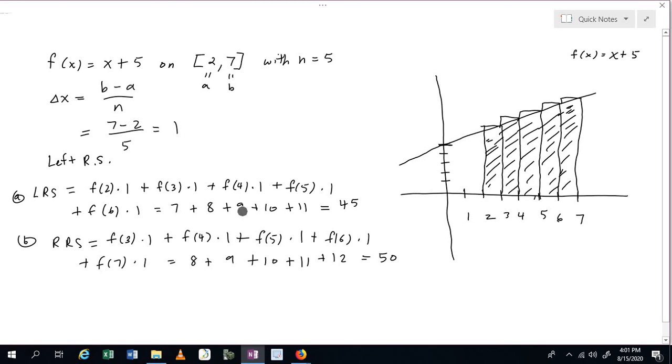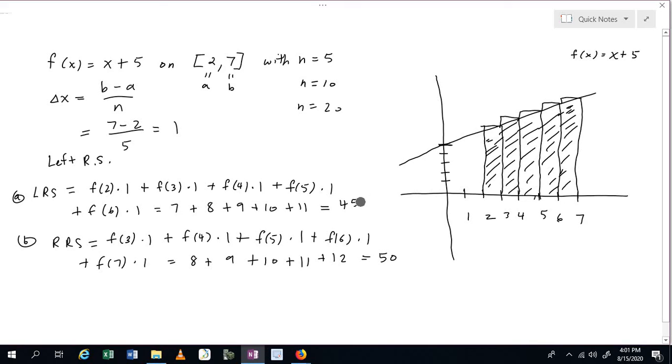I just want to mention one other thing before we're done. Please take note that the more rectangles that you have, so if we increase the number of rectangles here to say 10 or 20 or whatever, the more accurate the Riemann sum is as to the approximate area that is trapped between the function and the x-axis between 2 and 7. So the more rectangles, the better the approximation for the Riemann sum.